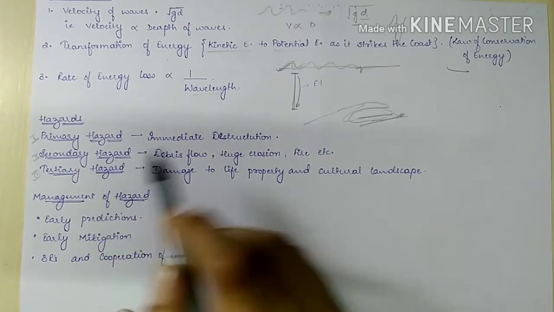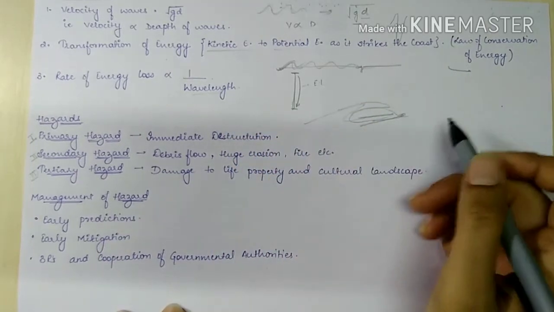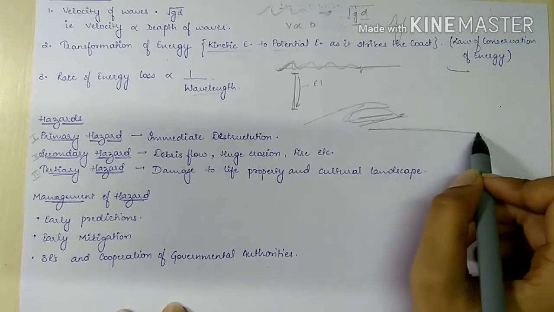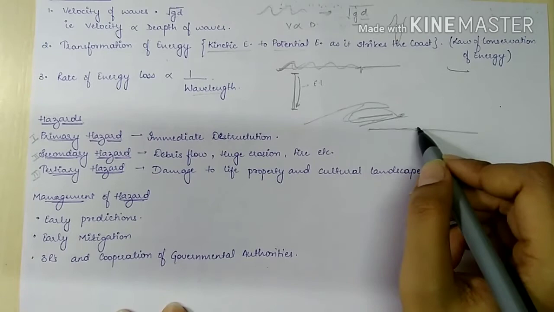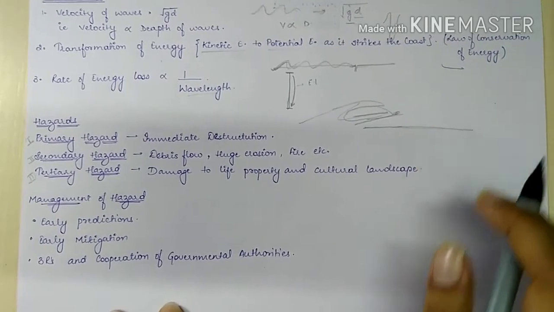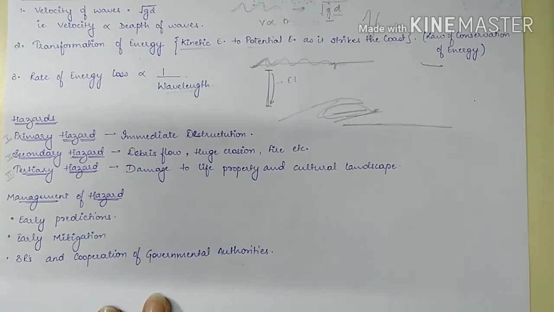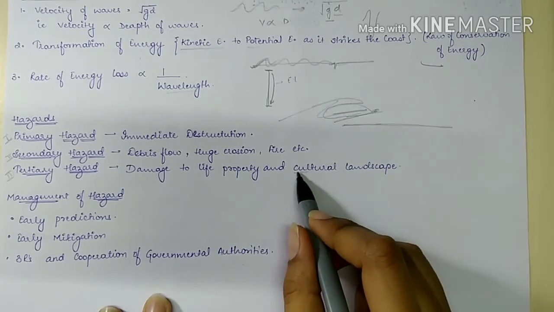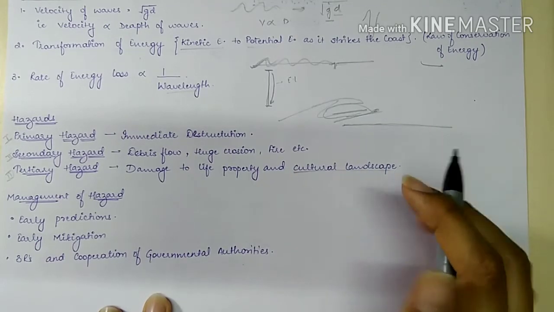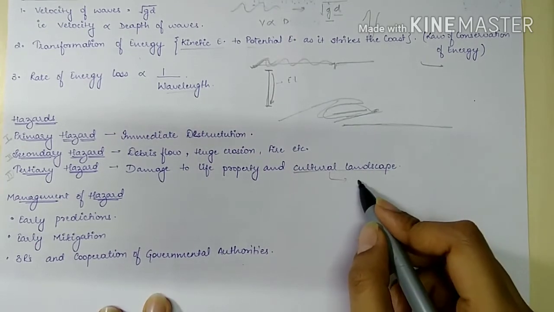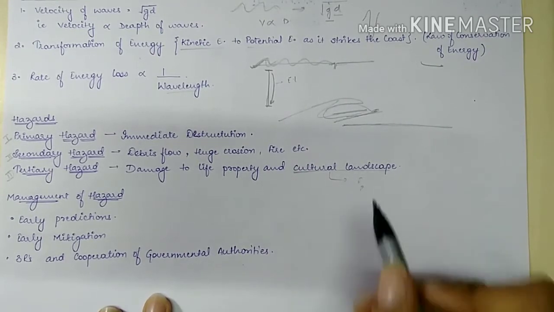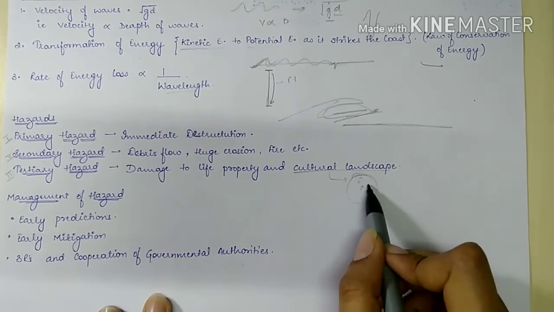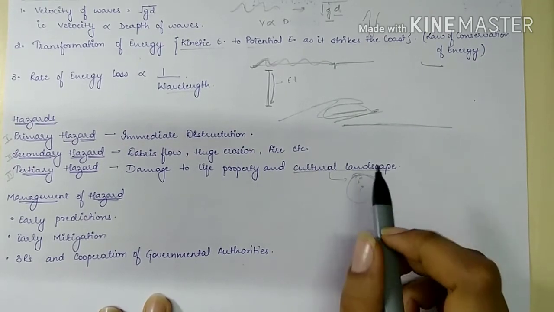Then tertiary hazard is after the waves have left the shore, when we can see that our plantations have been destroyed, and our lives and property have been eroded away. So we have the damage and loss of life and property, and our whole cultural landscape is damaged. In cultural landscape we can include our fields, our plantation areas, hospitals, etc. Whatever man-made thing is created comes under cultural landscape.